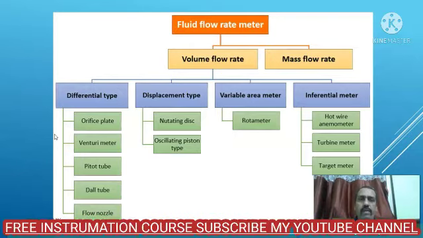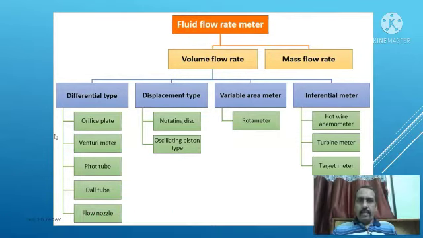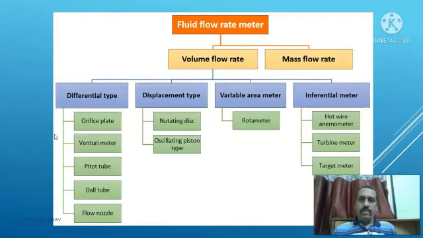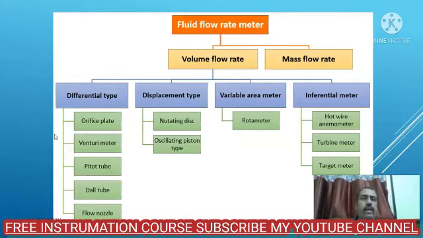Fluid flow meters are classified into two types: volumetric flow rate and mass flow rate. Volumetric flow rate is further subclassified into differential type, displacement type, variable area meter, and inferential meter. Differential type includes orifice plate, venturi tube, pitot tube, dall tube, and flow nozzles. Displacement type includes rotating disc and oscillating piston type. Variable area meter is the rotameter. Inferential meters include hot wire anemometer, turbine meter, and target meter.